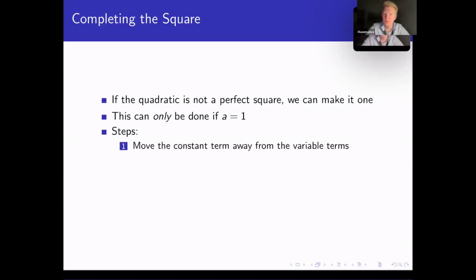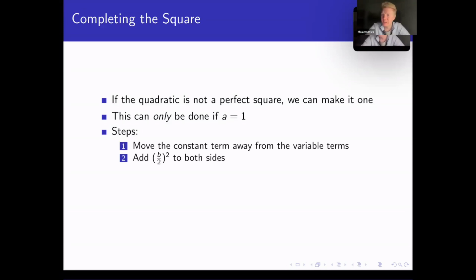Steps to do this: move your constant term away from your variable terms. So you have an x squared term, you have an x term, and you have some constant. Move your constant to the other side. Okay, the part that makes completing the square is that we're going to add b over 2 squared to both sides.